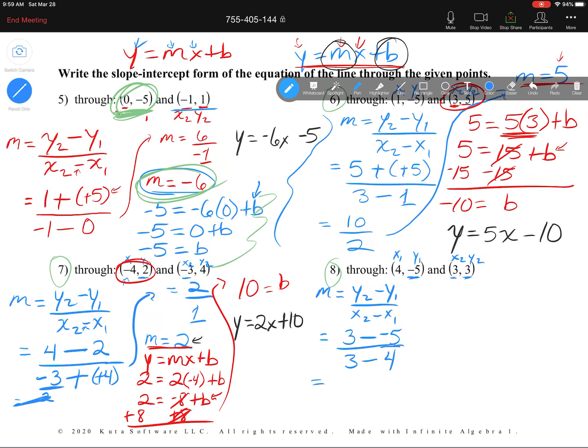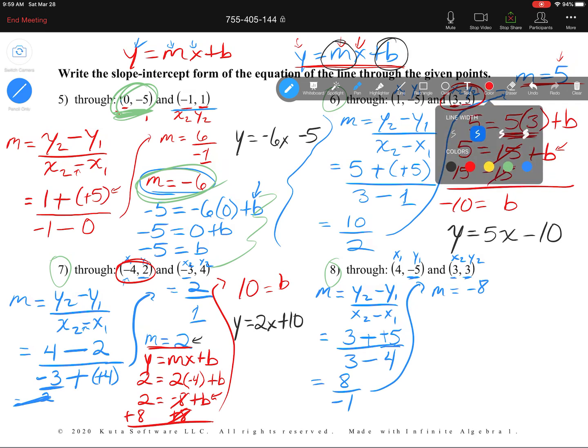When we have 3 minus negative 5, again, when you see that double negative like that in a row, we can change that to adding the positive value of 5. So on top now, we really actually have 3 plus 5, and that comes out to be 8. On the bottom, we end up with 3 minus 4. Well, that's negative 1. So it looks like our slope comes out to be m equals negative 8.